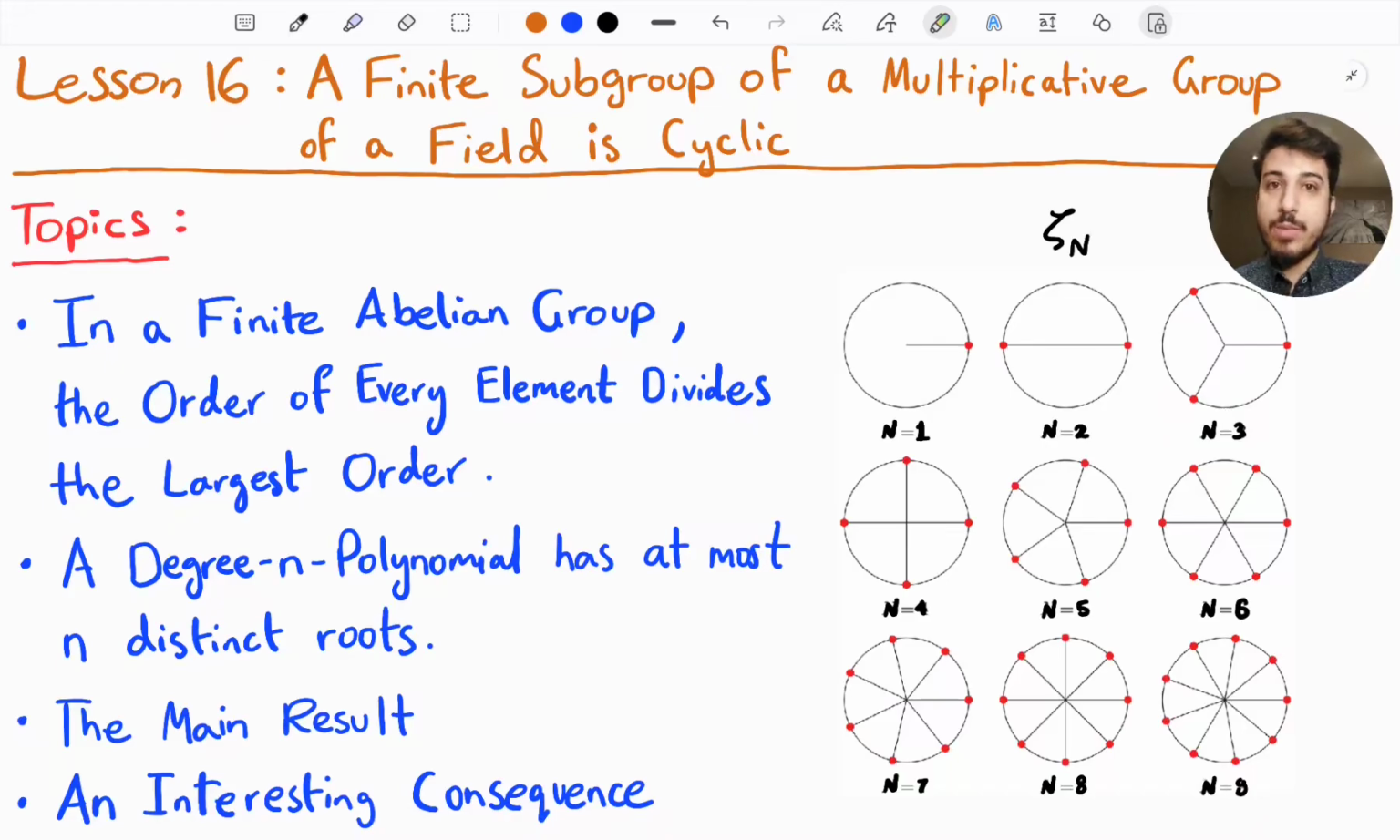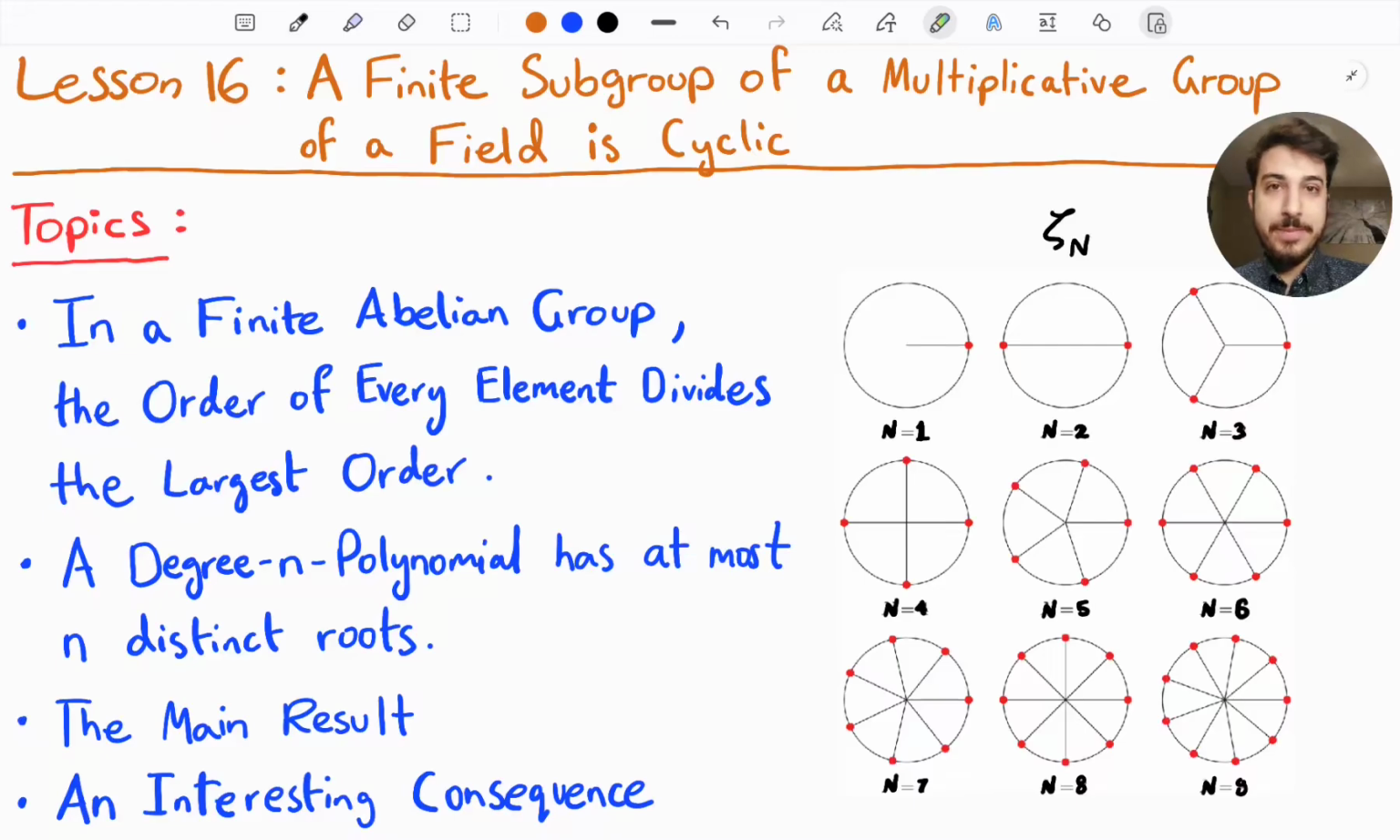The main result is what comes immediately after by using also Lagrange's theorem. So this is also yet another application of Lagrange's theorem, showing the importance of that theorem. Lastly, we will see a very interesting consequence that comes immediately after this result. And this consequence pertains to the nth roots of unity, which we've already seen before to be cyclic. But it's nice to have another layer of confirmation to our intuition.